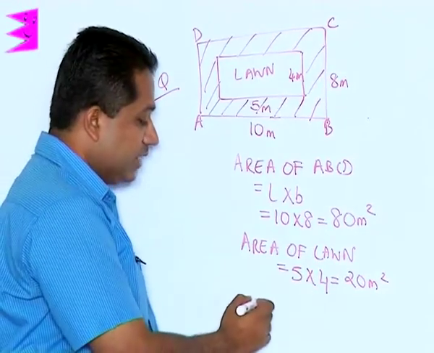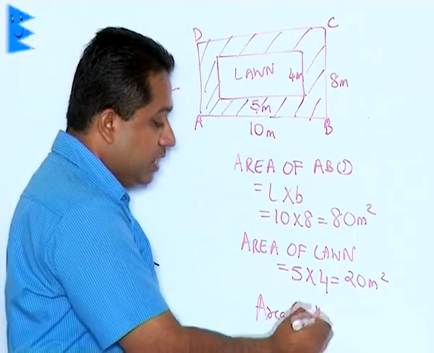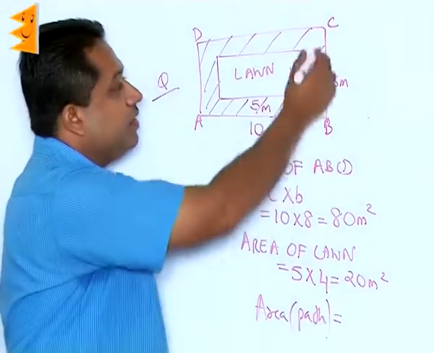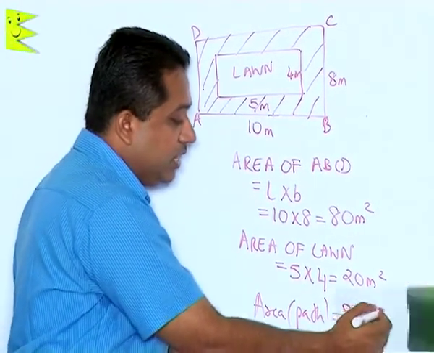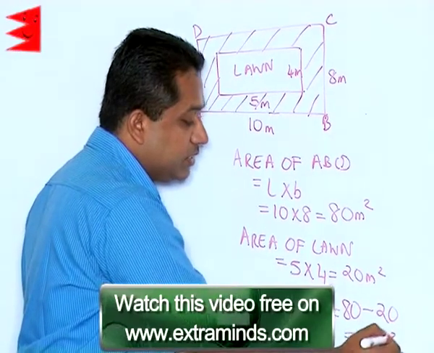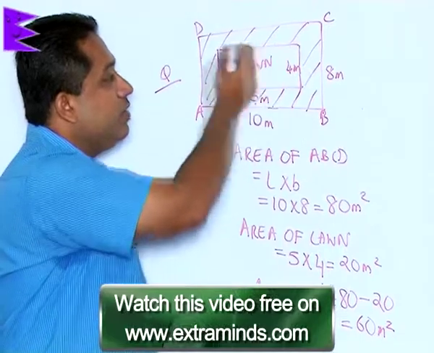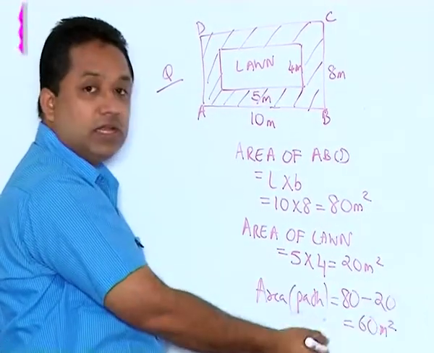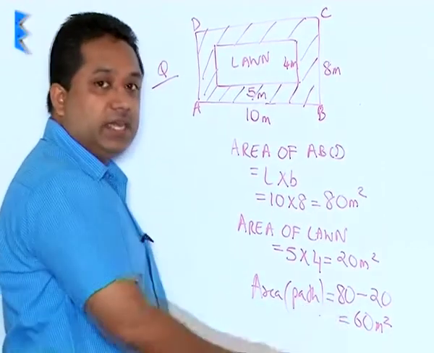So, therefore, we can say that area of the path will be the outer area ABCD minus the inner area, and that is going to give you 80 minus 20. Therefore, we can say that area of this path is 60 meter square. So, 60 meter square is the area of the path, 80 minus 20. Now, sometimes you may be asked to convert this in hectares.